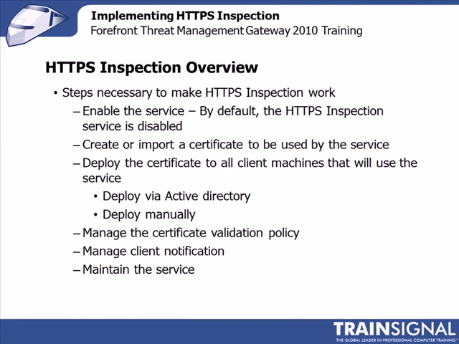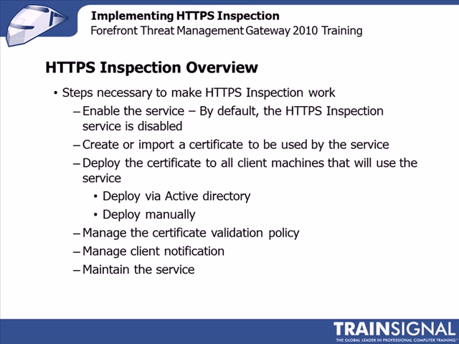So what do you have to do to make this HTTPS inspection system work in Threat Management Gateway? You've got to enable the service. By default, HTTPS inspection is disabled. So everything we've done up to this point has not enabled us to look into HTTPS packets. You then have to create or import a certificate that's going to be used by the service. This certificate is going to be used to open up everything that's SSL based on your network.